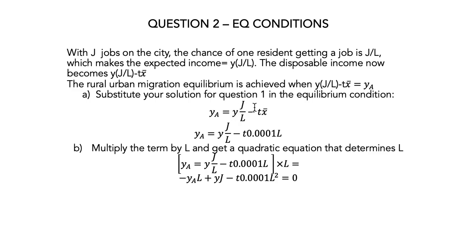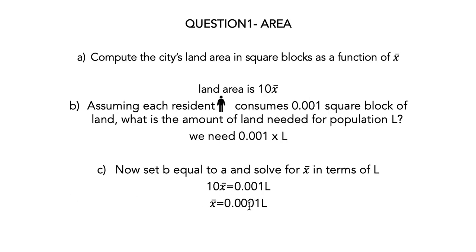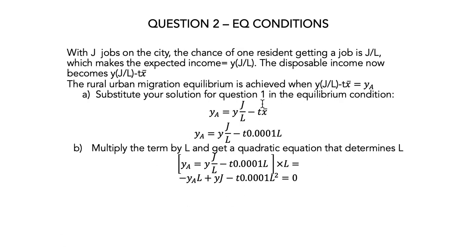So this equation needs to be equated to the agricultural income. And if we substitute x bar with this equation, 0.0001L, then basically, well, we just have this new equation. Okay, now multiply the term by L and get a quadratic equation that determines L. As you can tell, what they want us to do is to obtain the population in equilibrium and what determines that the population changes or not.